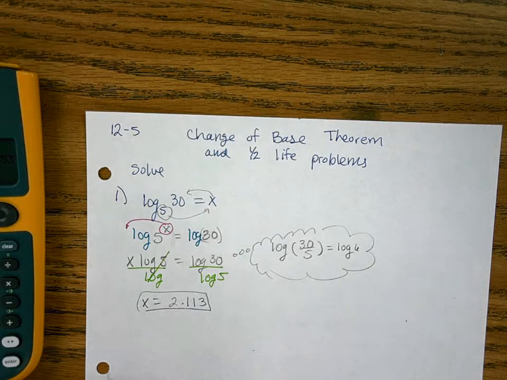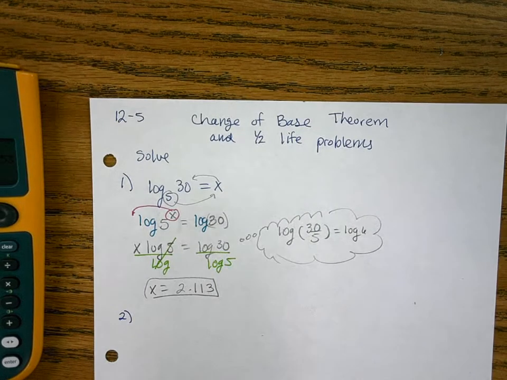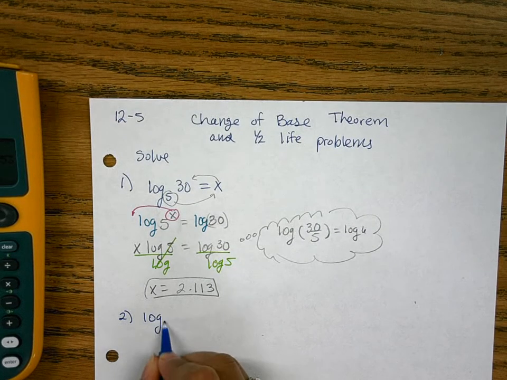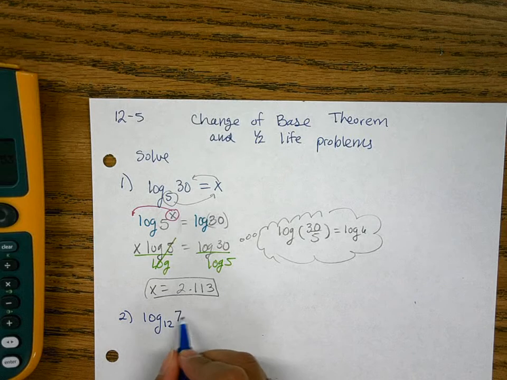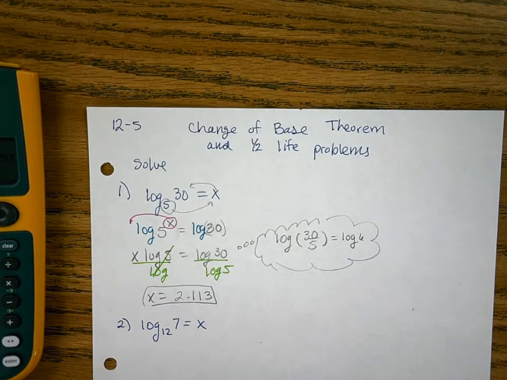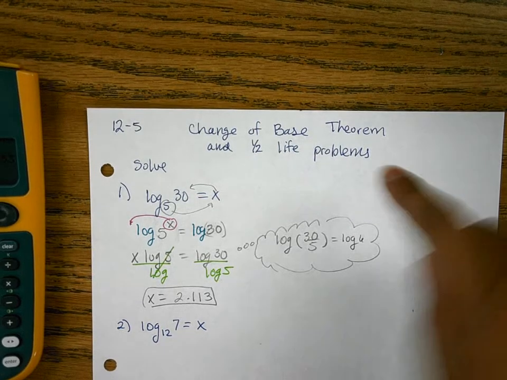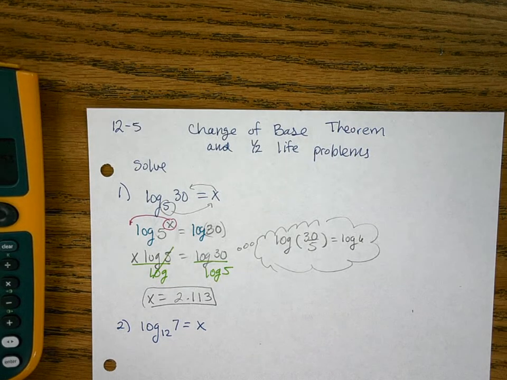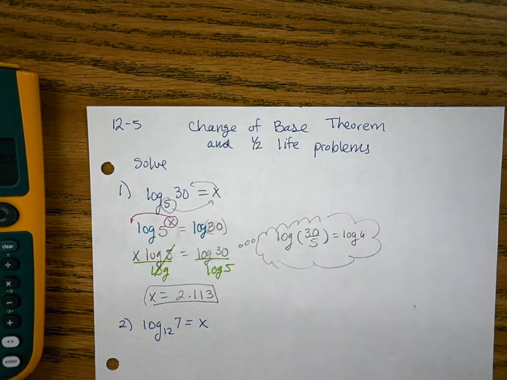Okay, number 2. Log base 12 of 7 equals x. And after number 2, we will talk about the change of base theorem and how we can use that.